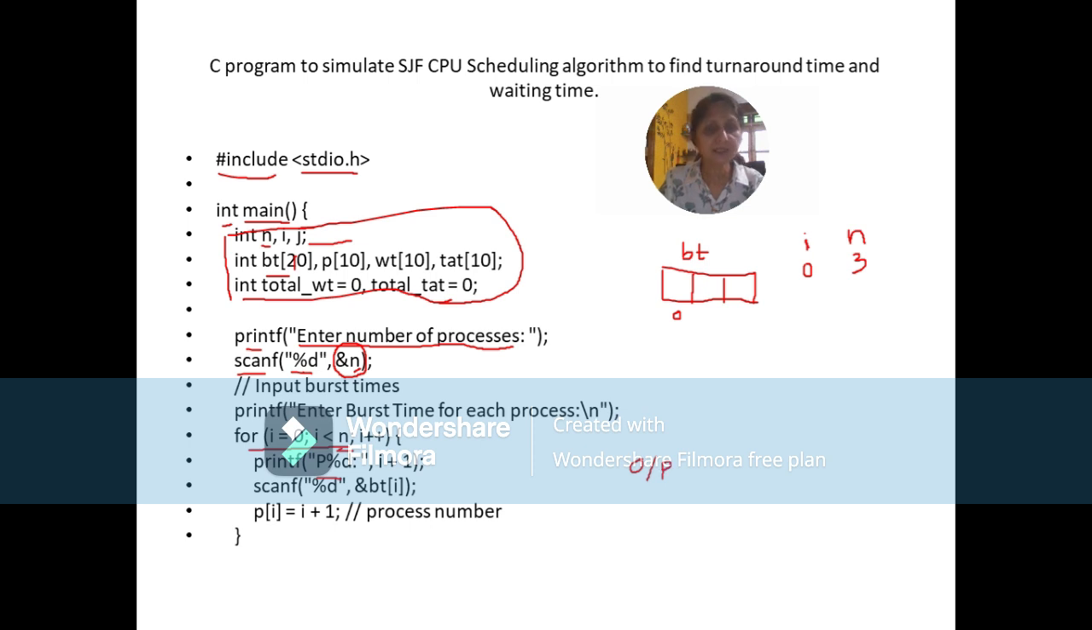Printf will display. So what is it going to display? It is going to display P. After that there is a percentage D. So that means this percentage D will be replaced by some variable value. Let me check what that value is. The value is I plus 1. What is I? 0. 0 plus 1? 1. So it will display P1. So this printf will display P1.